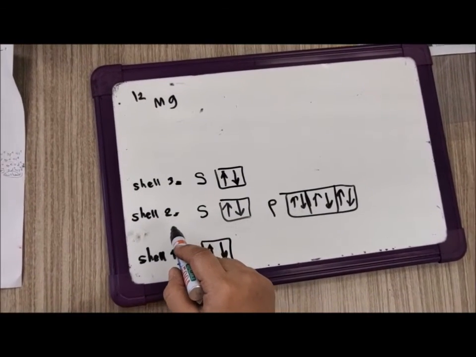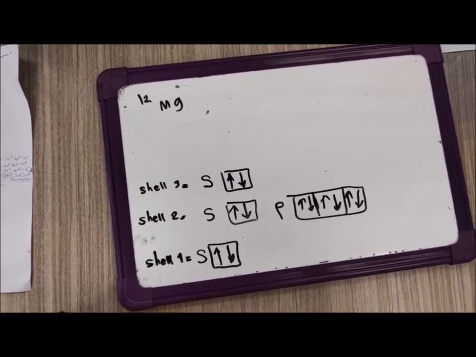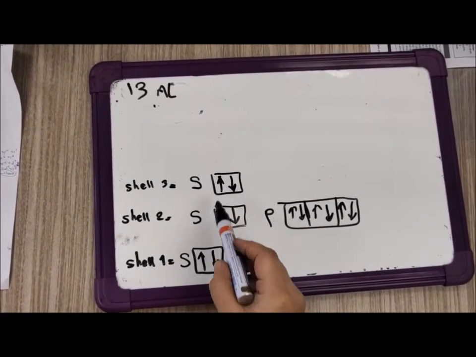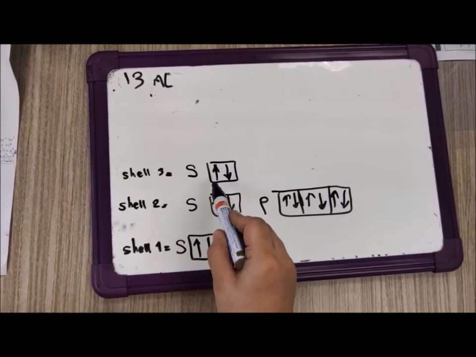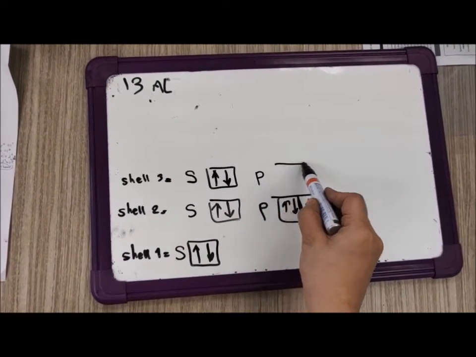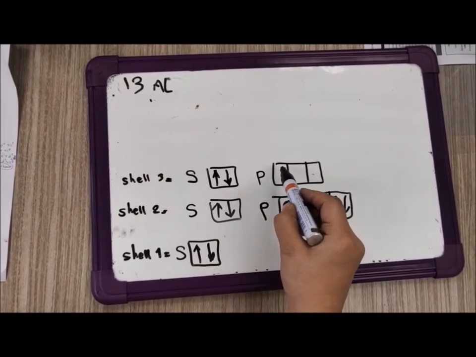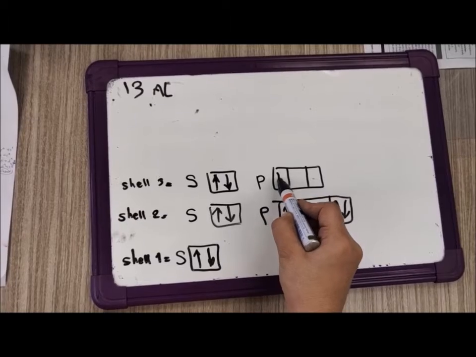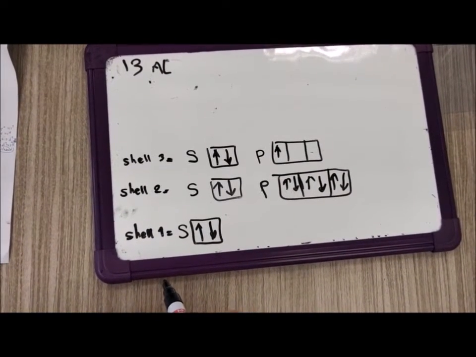So after magnesium, what do we have? We have aluminum with 13 electrons. This is 12 electrons, so we need one more. I cannot put it on the s. I should move on to the p orbital. So how should I place it there? I put one on the first orbital in the up direction. Okay?